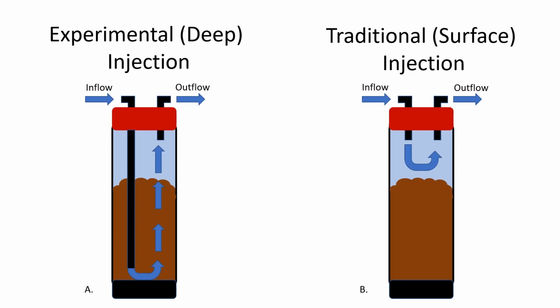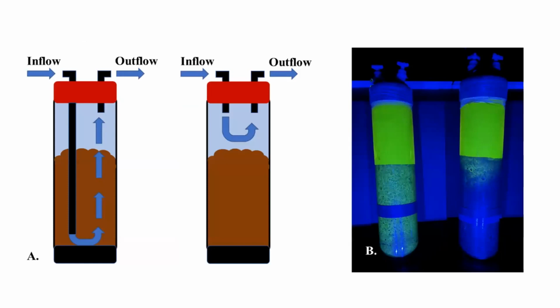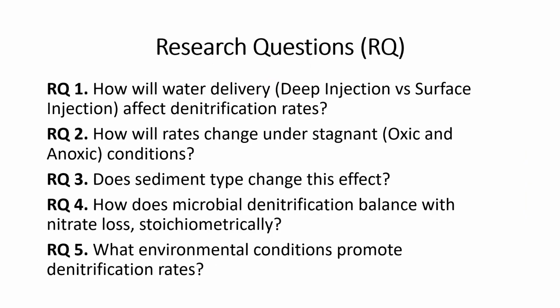To test how these two incubation strategies may truly differ, we did a 96-hour rhodamine dye injection in which we compared how the dye permeates these two different sediment cores, one with the deep injection straw and the other using the typical approach. And as you can tell by the photo on the right-hand side, we see significant differences in how the dye permeates the soil. With the deep injection straw, the dye fully permeates the soil, whereas without, it only permeates about the first inch of the sediment. This ultimately led us to our research questions.